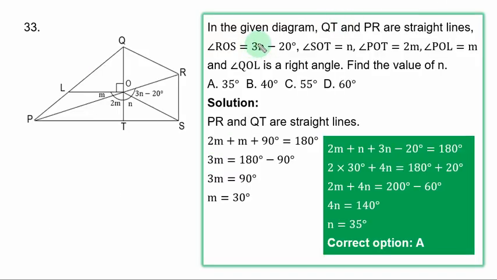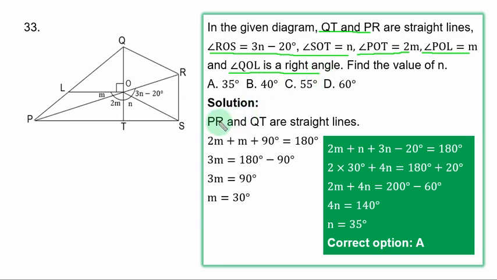Question 33. In the diagram, QT and PRO are straight lines. Angle ROS is equal to 3n minus 20 degrees. Angle SOT equals n. Angle POT equals 2m. Angle POL equals m. And angle QOL is a right angle. Find the value of n.